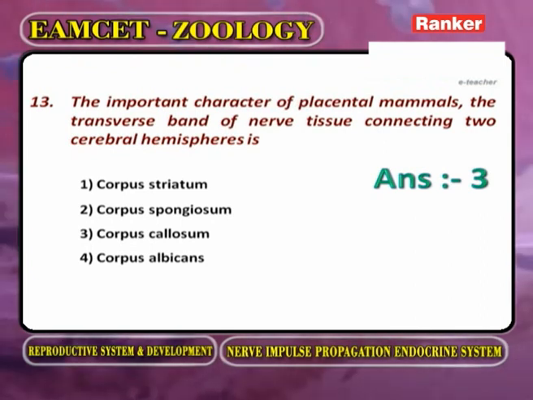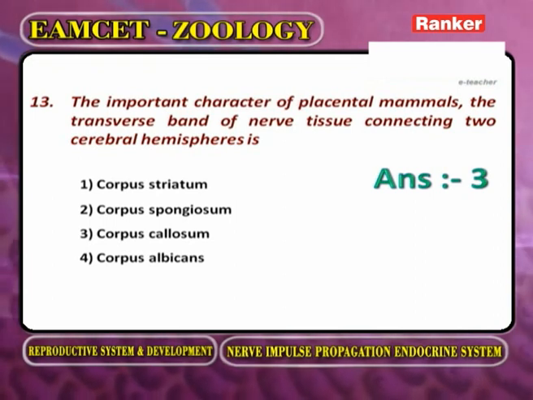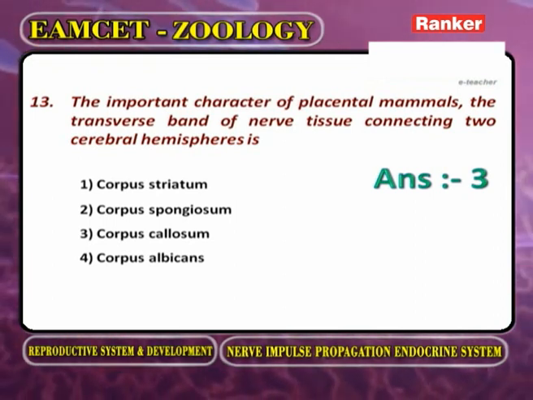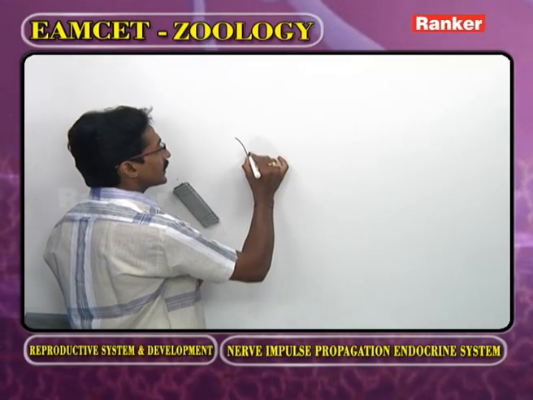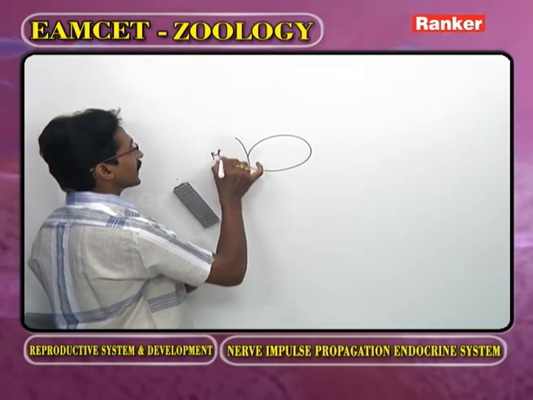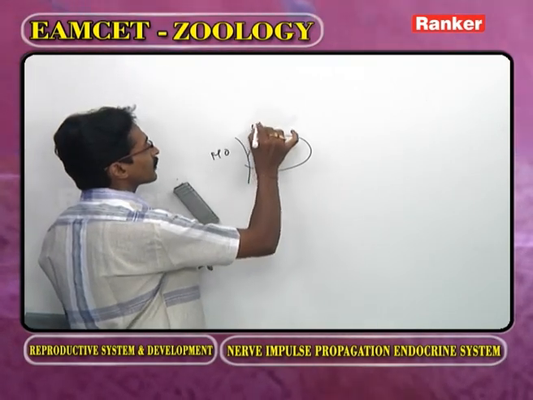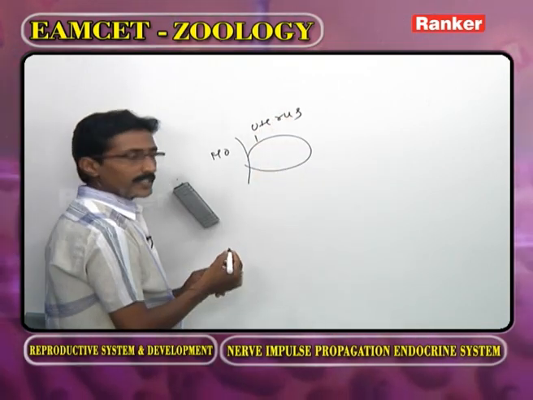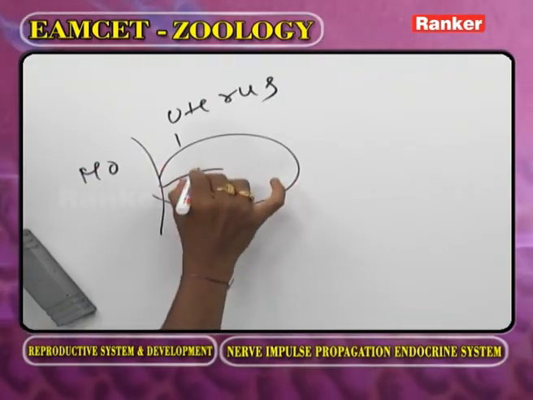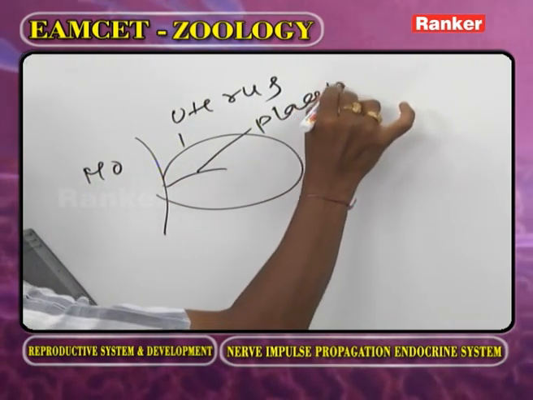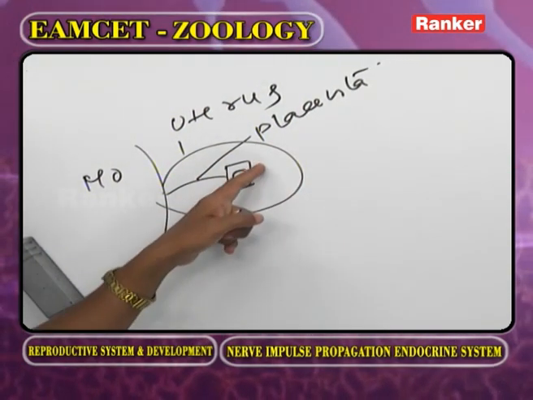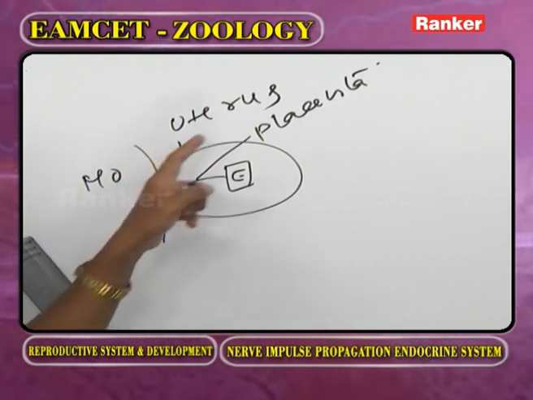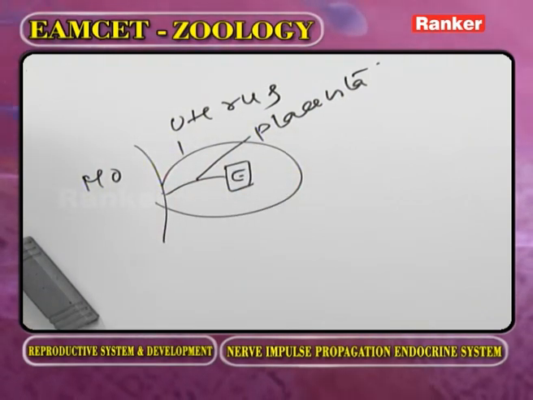The important character of placental mammals. Now, what is meant by true placenta? Now I am giving a rough diagram. Now this one we call the mother, and this one we call the mother uterus. Inside the mother uterus, this one we call the placenta, and this one we call the embryo. The embryo is attached to the mother uterus by a connecting link called placenta.